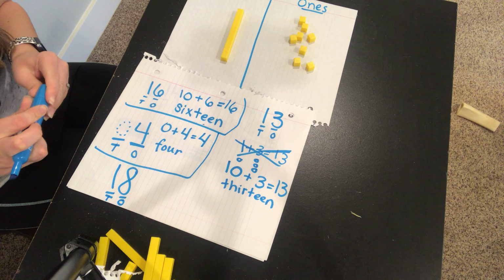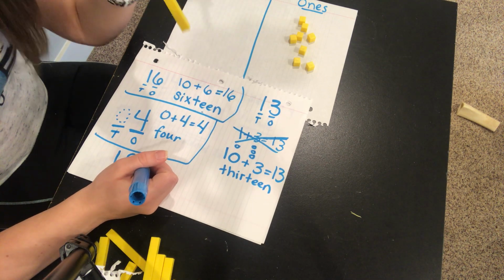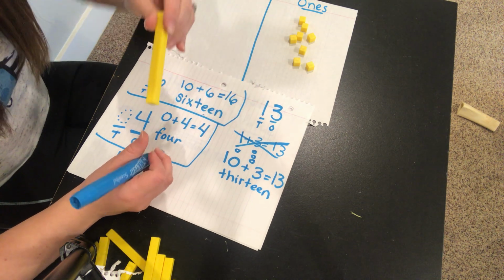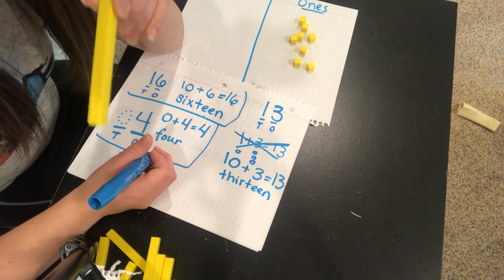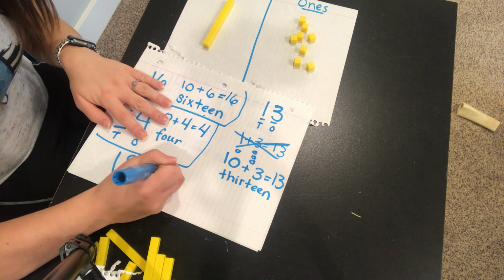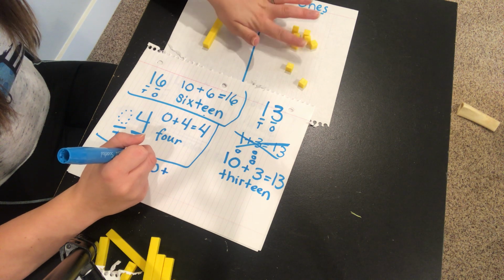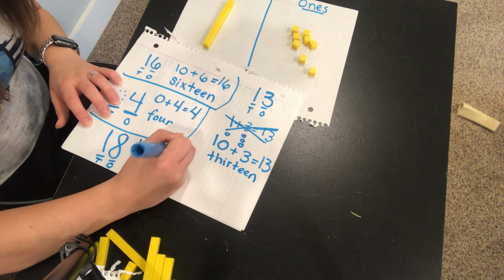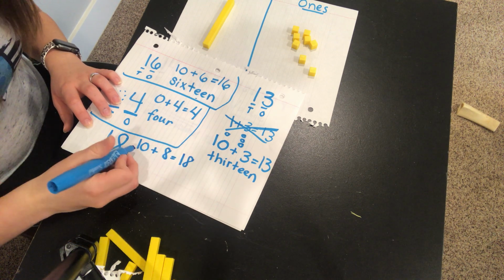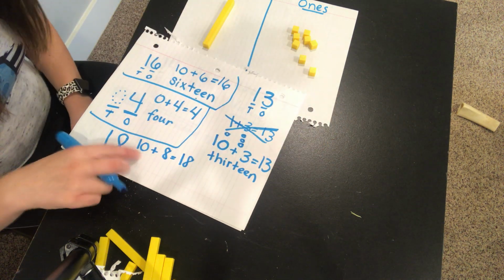Now, for the expanded form, there is 1 ten, and this isn't just 1, remember I told you can't just go 1 plus 8 because that's not going to equal 18. This is 1 ten. Its value is 10. So I need to put 10 plus how many ones? 1, 2, 3, 4, 5, 6, 7, 8. 10 plus 8 equals 18. Okay, this is the expanded form. It's where we stretch it out into a number sentence.